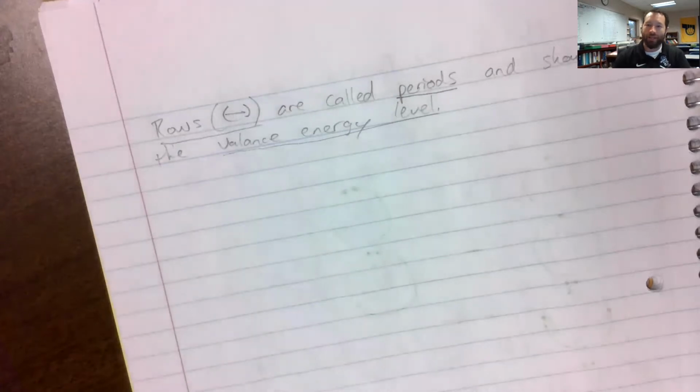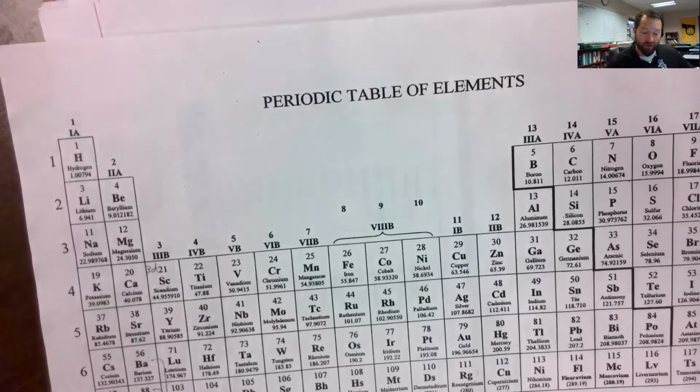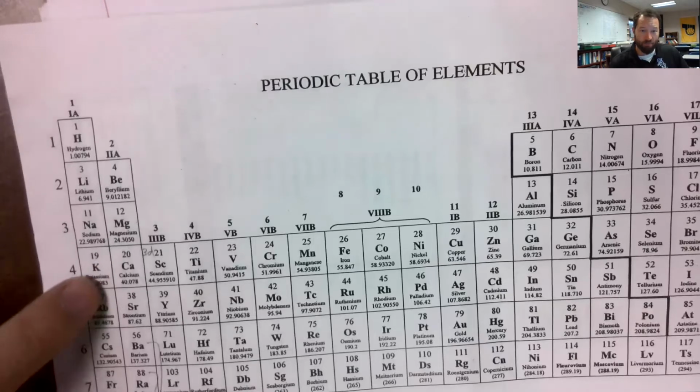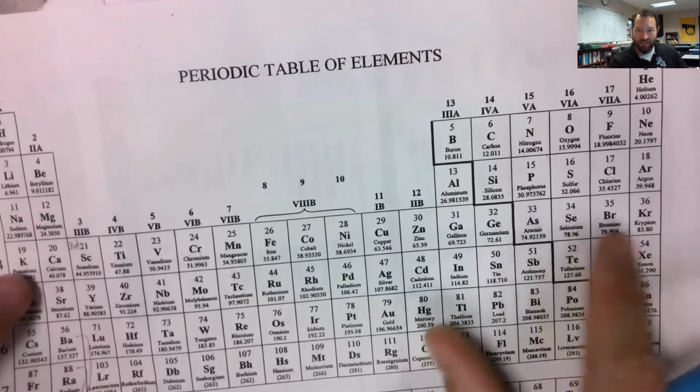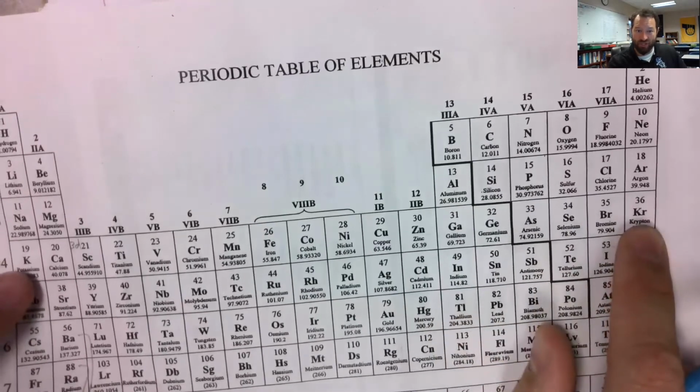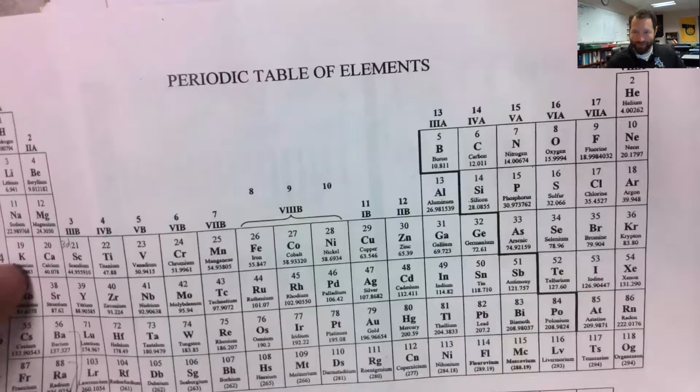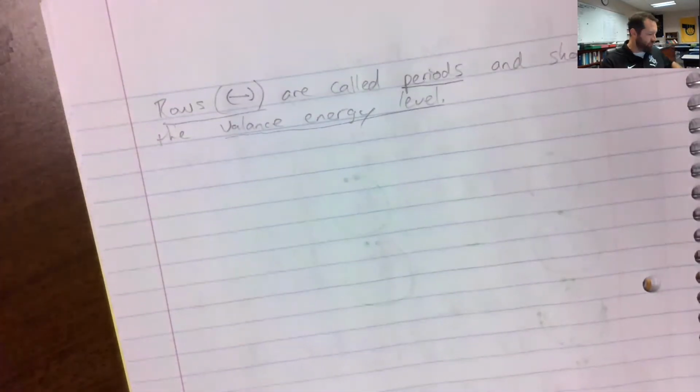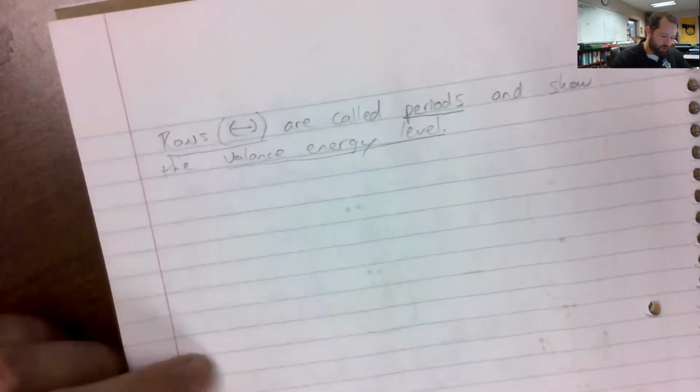Now, ultimately, periods are not terribly important. Elements in the same period are not necessarily alike at all. Potassium, number 19, krypton, number 36, couldn't be more different. They're incredibly different atoms, even though they're on the same period.